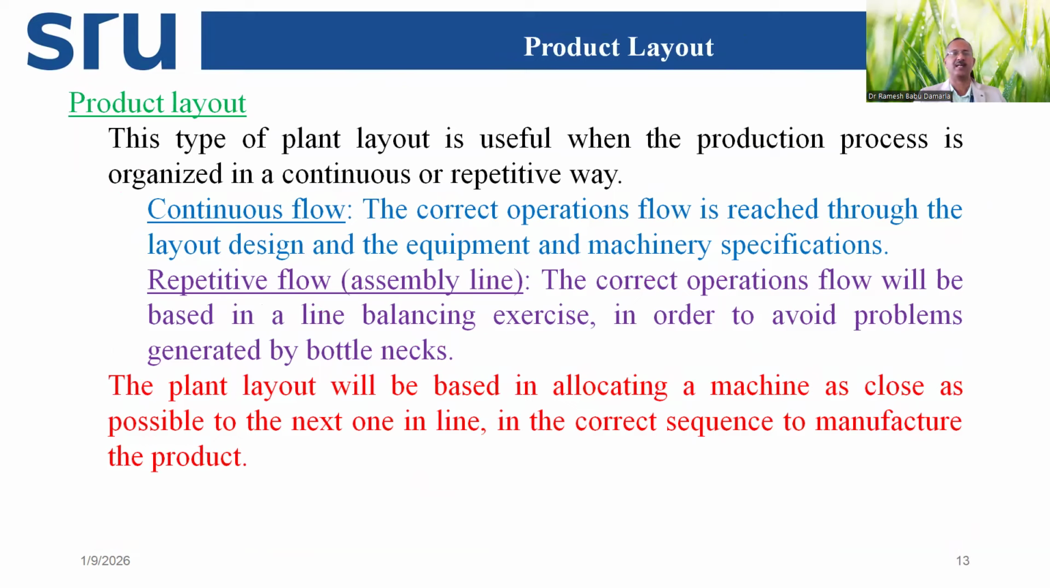Now let us see the first kind of layout, that is called product layout. This kind of layout is useful when the production process is organized in a continuous or repetitive way. Continuous or repetitive way means this is used for simple products and large volumes, where we see a continuous flow. So the correct operations flow is reached through the layout design.